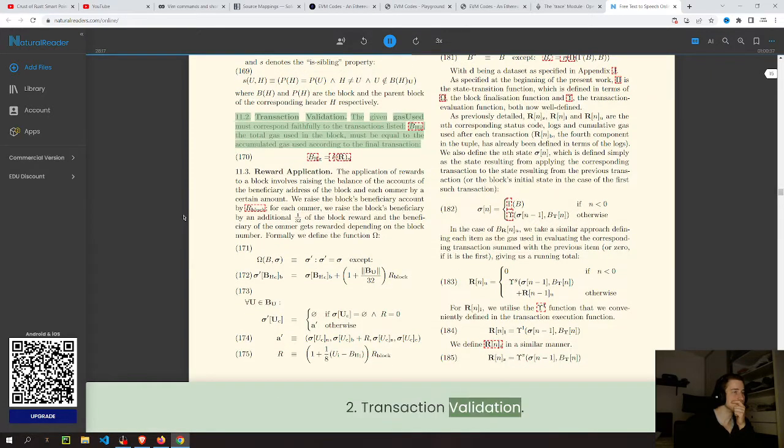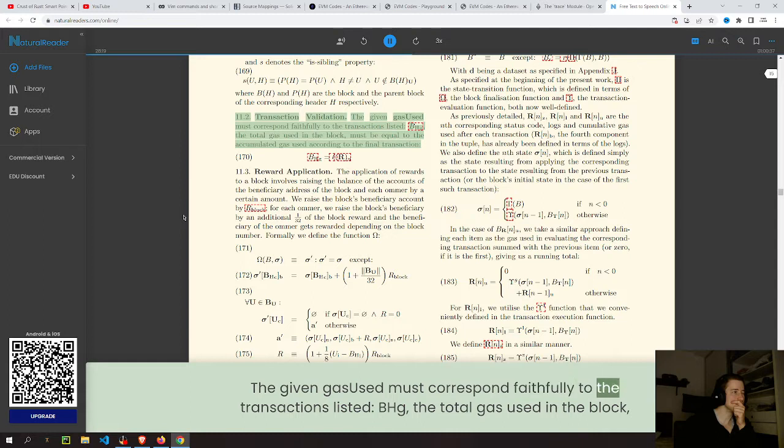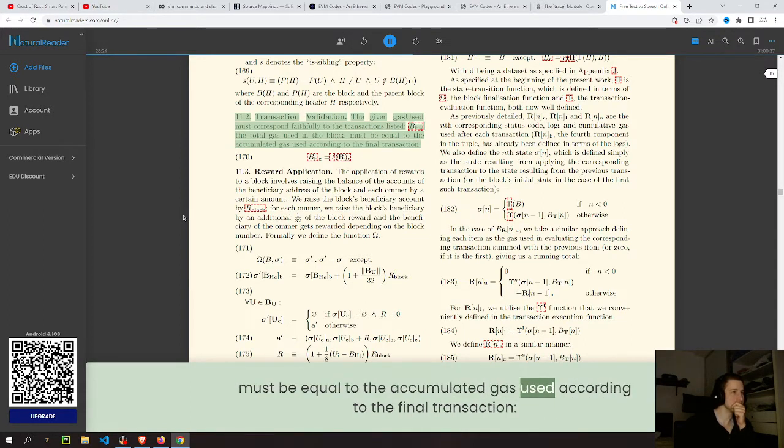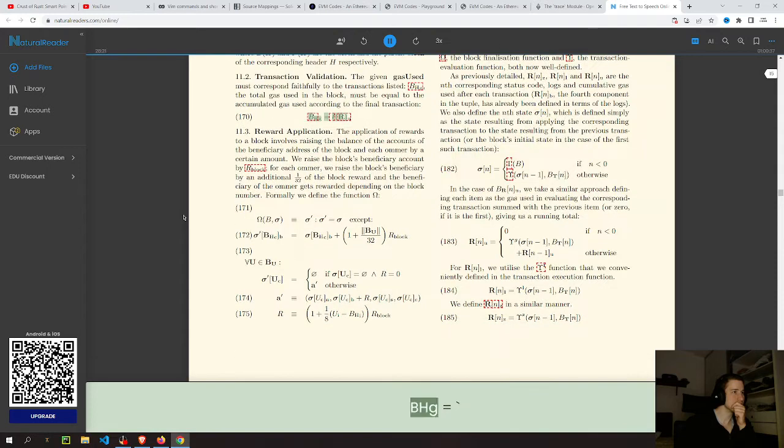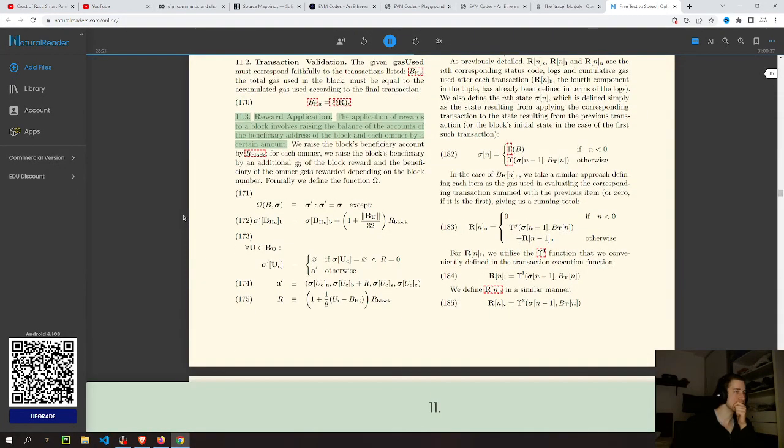11.2 Transaction validation. The given gas used must correspond faithfully to the transactions listed, B_Hg. The total gas used in the block must be equal to the accumulated gas used according to the final transaction.